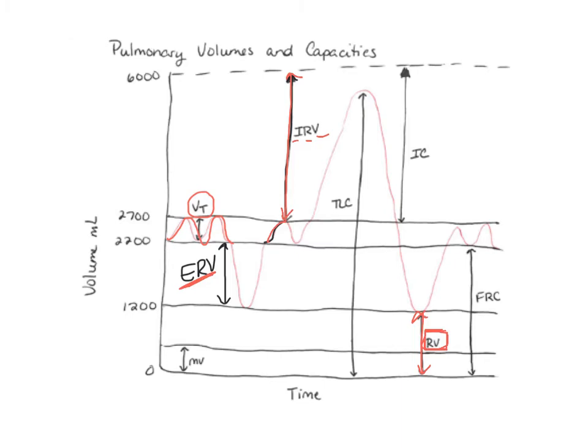And even if you punctured a lung and you lost a bunch of air, you would still have a little bit of air left in there, and we call that the minimal volume. The minimal volume.